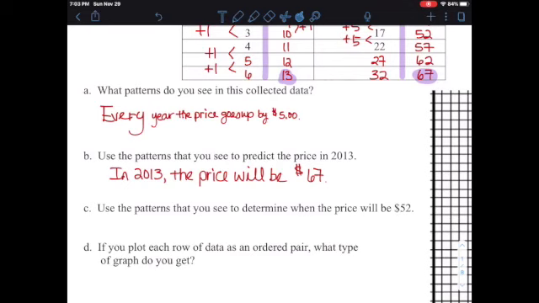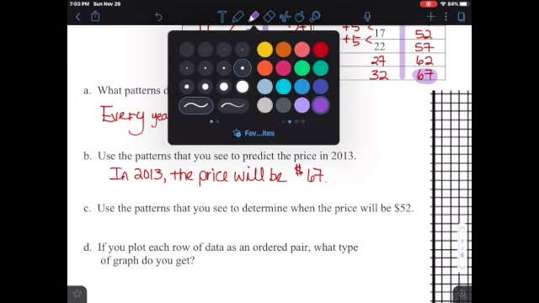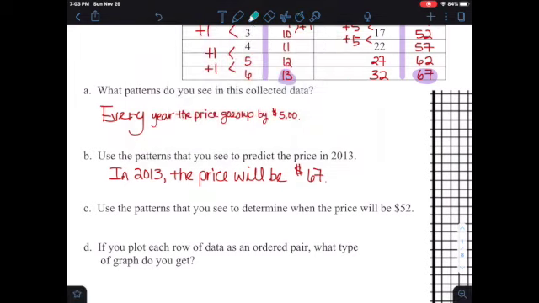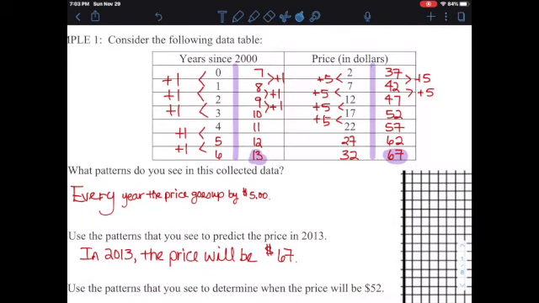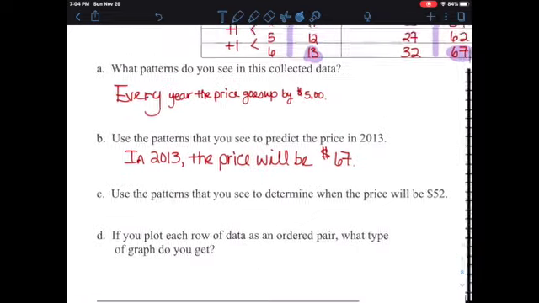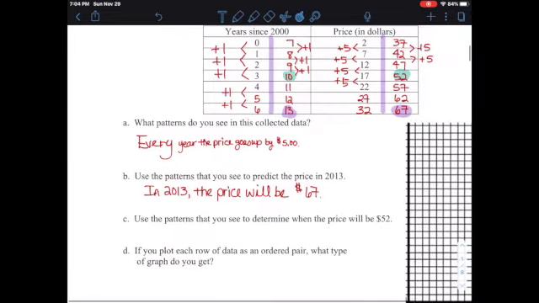Example 1, letter C. Use the pattern that you see to determine when the price will be 52. So we already made the chart, so let's go back and look at 52. I'm going to use the green. So $52 will be right here, and then it's going to be coming back to the other one, matching up with the 10. So in this case, don't forget that 10 represents 10 more years after 2000. So in year 2010, the dollar amount will be 52.